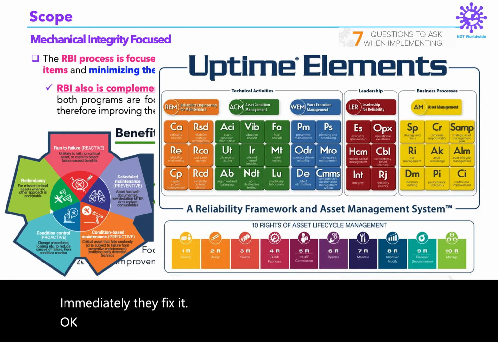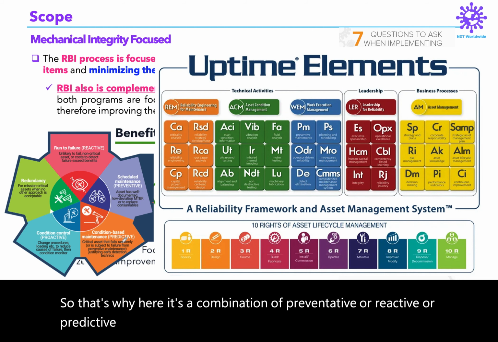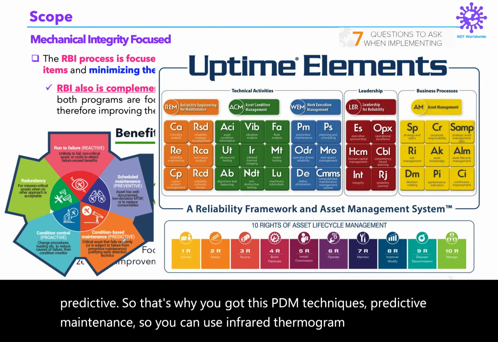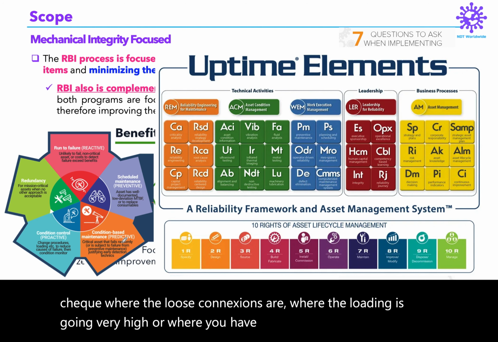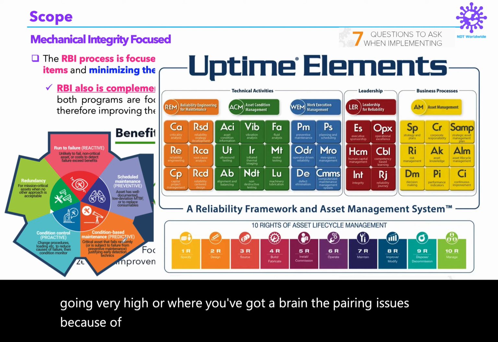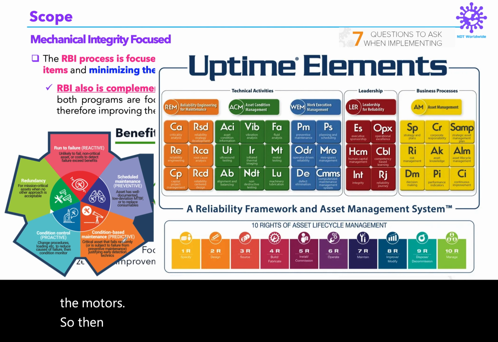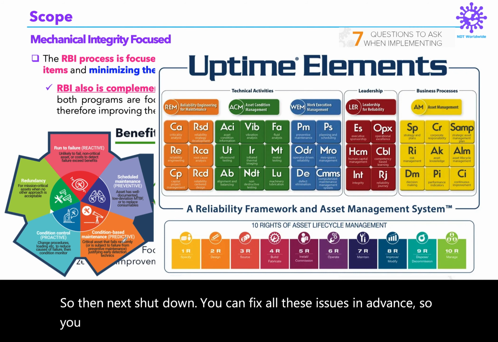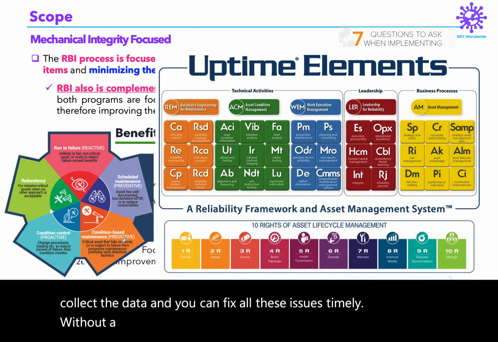Okay. So that's why it's a combination of preventive, reactive, and predictive. That's why you have these PdM techniques, predictive maintenance. You can use infrared thermography to check where the loose connections are, where the loading is going very high, or where you have bearing issues because of lubrication problems. Or you can use vibration analysis to assess the condition of misalignment or the condition of the motors. Then at the next shutdown, you can fix all these issues in advance. You no need to wait for the catastrophic failure. You can collect the data and fix all these issues in a timely way without calling for any sudden shutdowns.